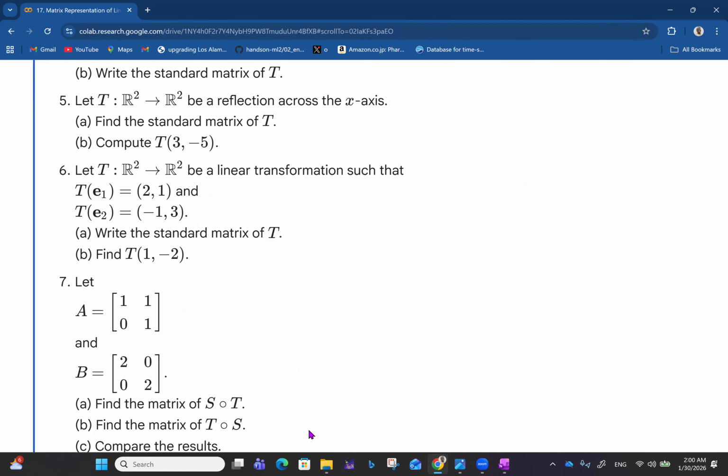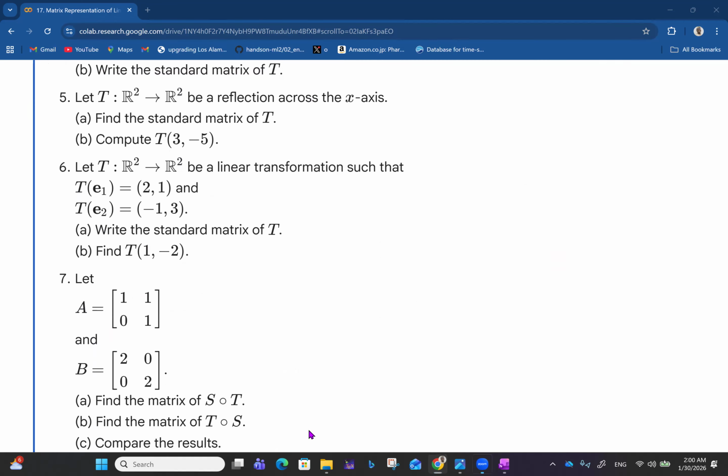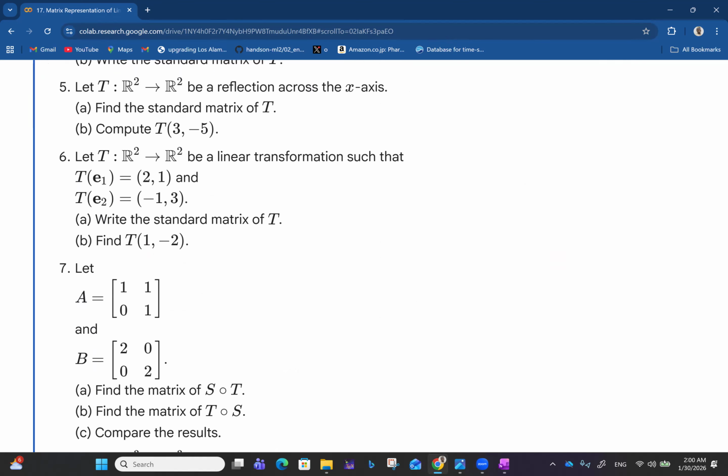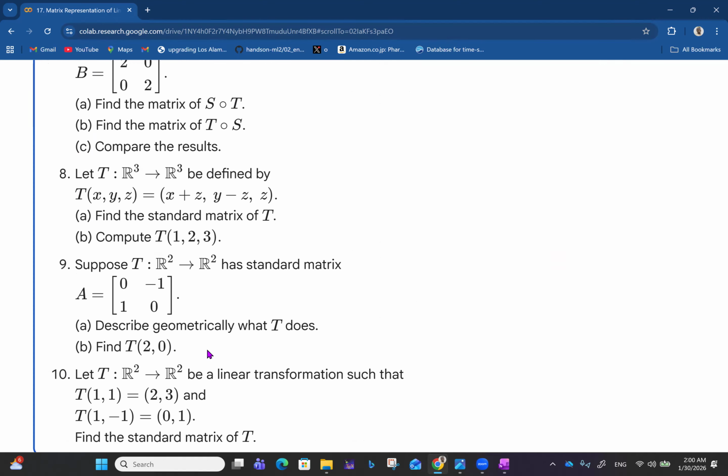Then we have 5. Let's look at 5 to 7. Let T from R squared to R squared be a reflection across the x-axis. Find the standard matrix of T. Okay. Then compute T of (3, -5). Then, I mean, try your hands on all this and let's see how it goes. So let A be this, let B be that. So S of T is going to be BA and T of S is going to be AB. Compare the results, most likely they are not going to be the same because matrix multiplication is not commutative.